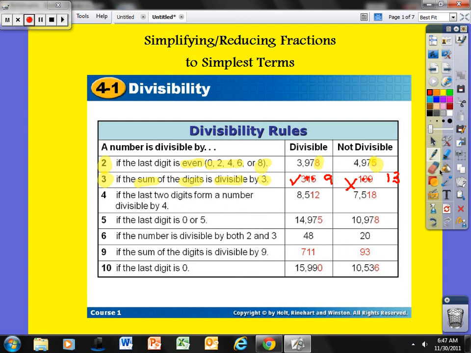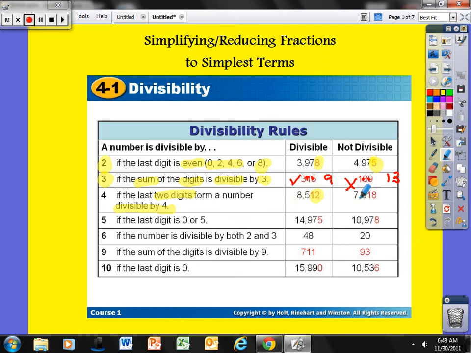We're not too familiar with this, I'm going to guess. If the last two digits form a number divisible by 4. So now I'm looking at the last two digits, which in our case sometimes we only have a 2-digit number, so it's important that you know your multiples of 4. So I take a look. 12. Is 12 a multiple of 4? Yes. Is 4 a factor of 12? Yes. So that means 8,512 is divisible by 4.